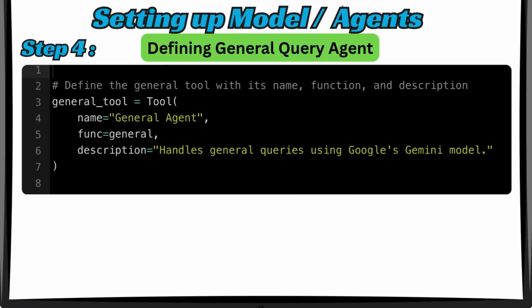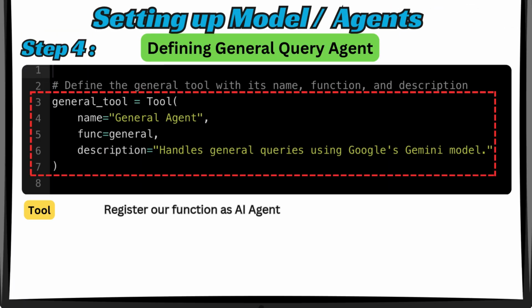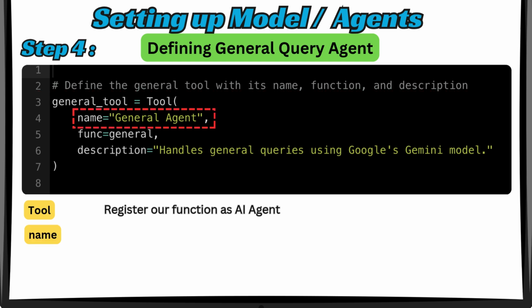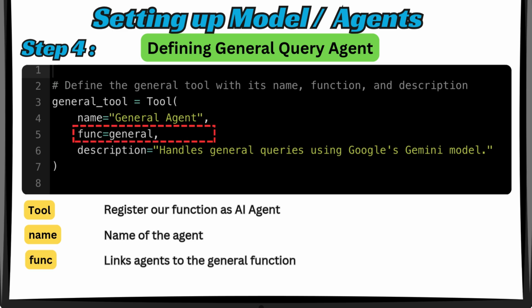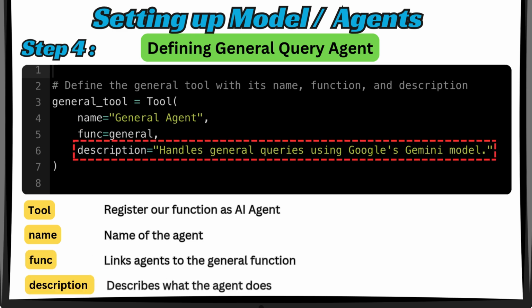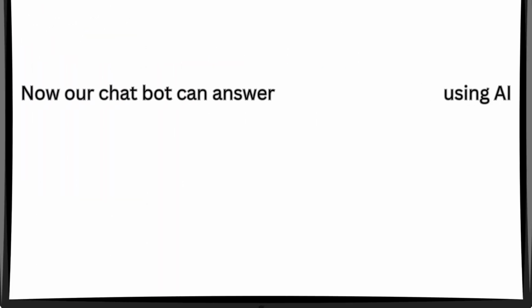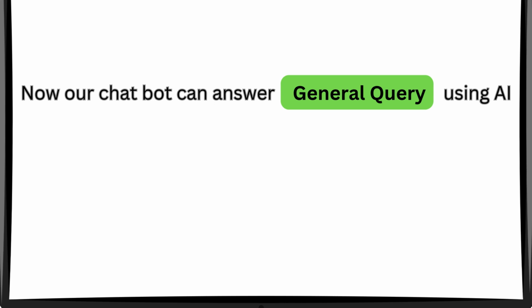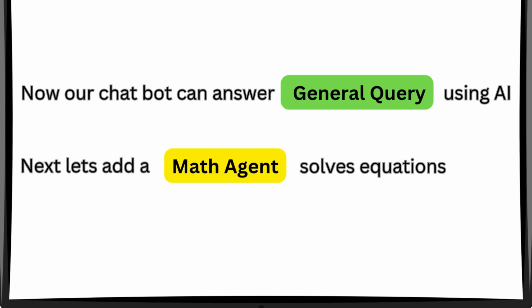Step 4. Defining the General Query Agent. Now we register our function as an AI agent using Tool. Name equals general agent, the name of this agent. Func equals general, links this agent to our general function. Description describes what the agent does. This means our chatbot can now answer general queries using AI. Great, we've successfully set up our first AI agent. Next, let's add a math agent that can solve equations.